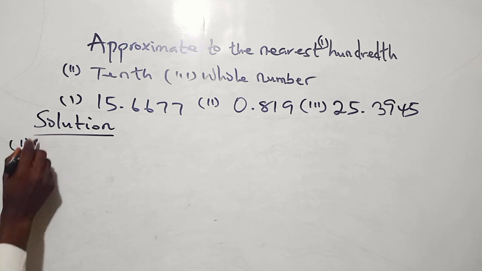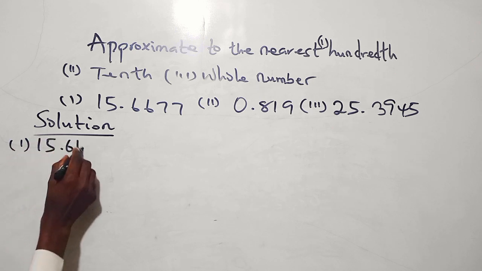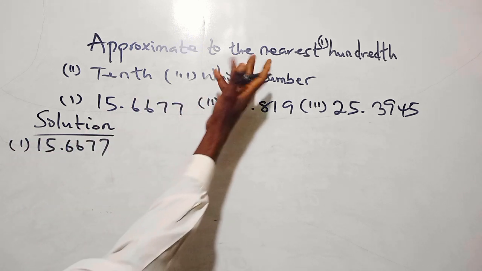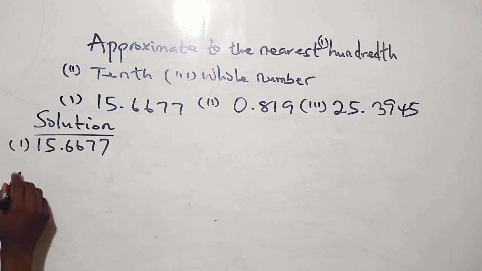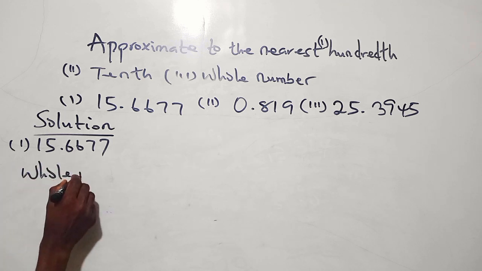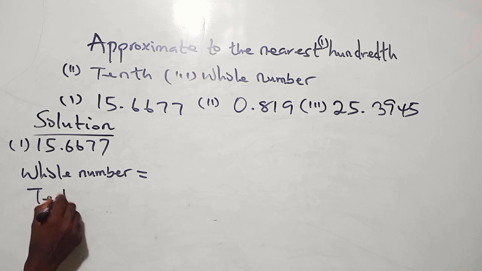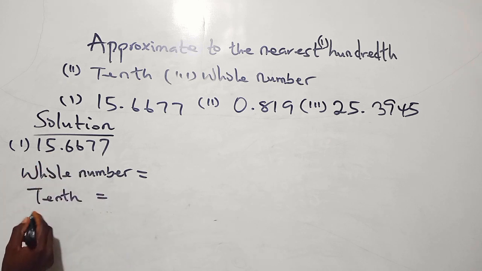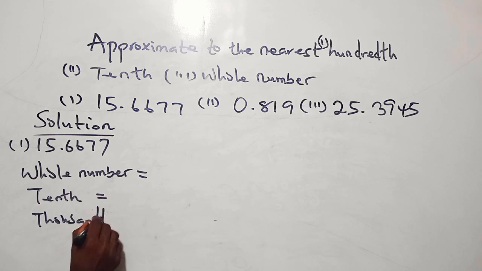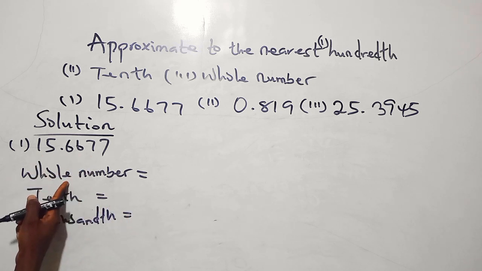We have 15.6677. So let us do it this way: to the nearest whole number, to the nearest tenth, and this same number to the nearest thousandth. So how do we write this to the nearest whole number?